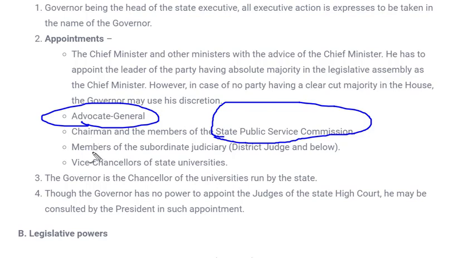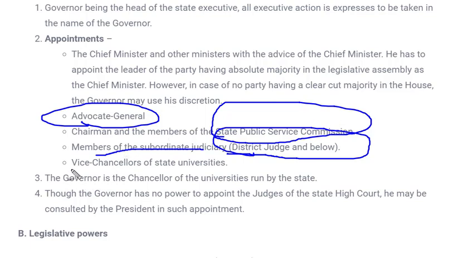Next, he has the power to appoint members of the subordinate judiciary, that is, district judges and below. He can't appoint judges of the High Court, as we saw that it is the President's power to appoint any judge in the High Court, whereas the Governor can appoint only district judges and judges below that. Although the High Court is the highest court in a particular state, the Governor, who is head of the state, does not have any right to appoint judges in the High Court.